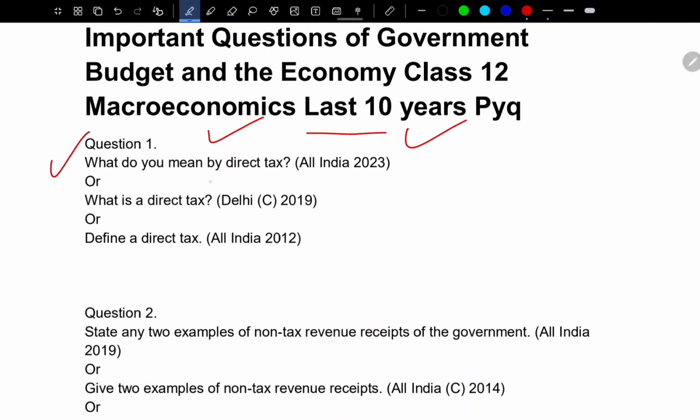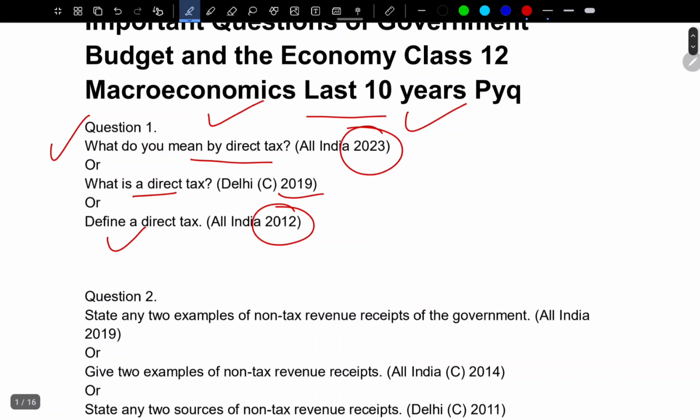So the first question is, what do you mean by direct tax? It was asked in 2023. Again, what is direct tax in 2019, and define direct tax. So all three questions are actually the same, they just change the language.